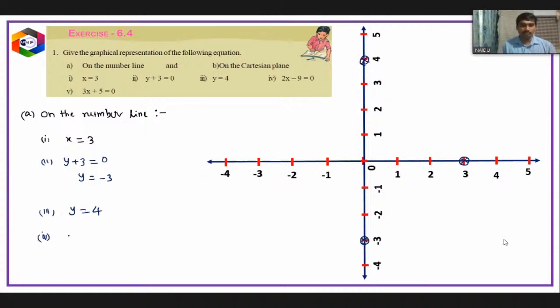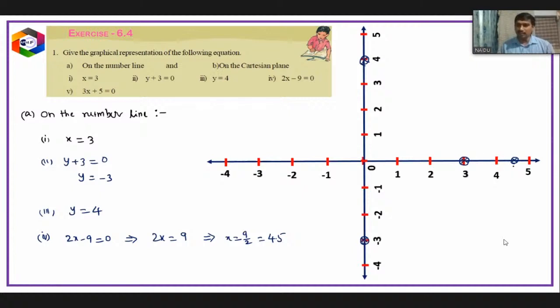And now 2x minus 9 is equals to 0. From this, what is 2x value? 9. And the value of x is equal to 9 by 2, which is nothing but 4.5. So x is 4.5. That means on the horizontal number line between 4 and 5, exactly in the middle, there will be a point which is the solution for the given simple equation.